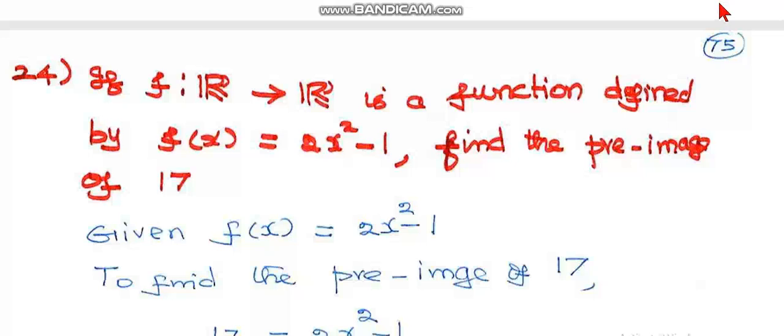Question number 24. If f is a function from the set of real numbers to the set of real numbers defined by f of x equal to 2x squared minus 1, we have to find the pre-image of 17.